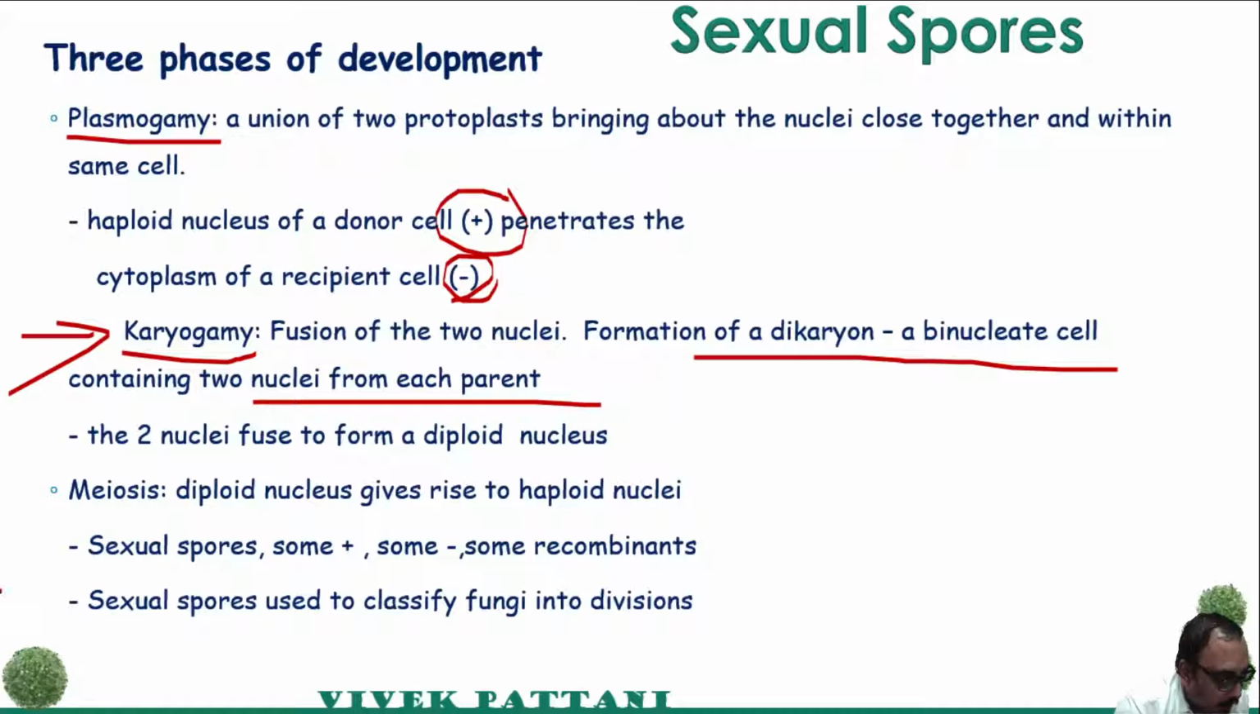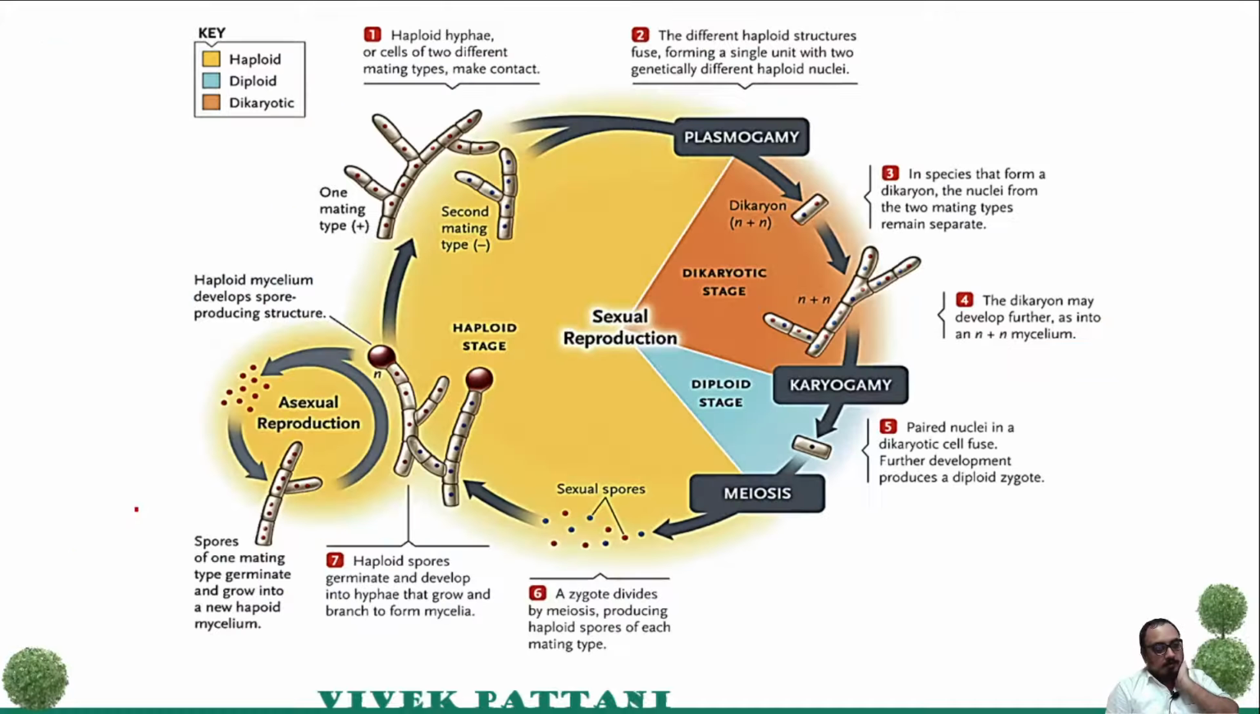Now the third phase is meiosis, where a diploid nucleus gives rise to haploid nuclei through meiosis, producing sexual spores, some plus and some minus. Some of them are also recombinants, and these sexual spores are also used in the identification of the fungi.